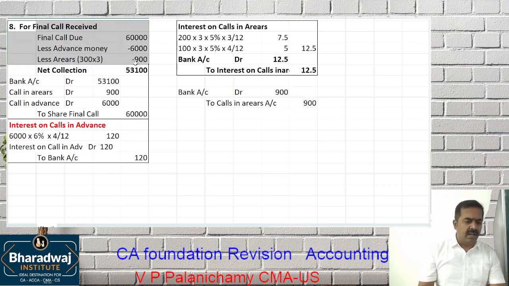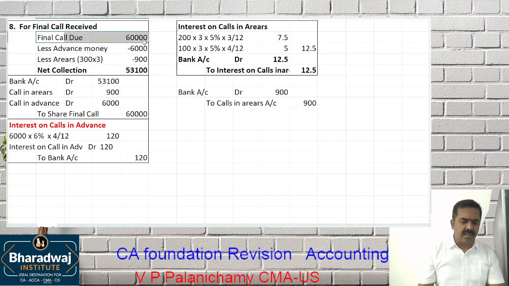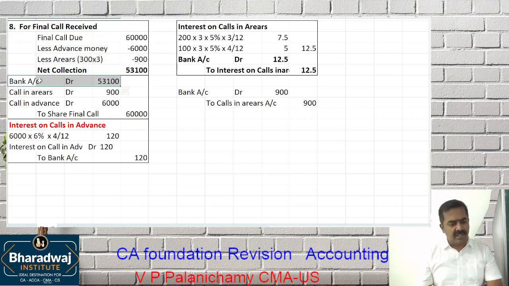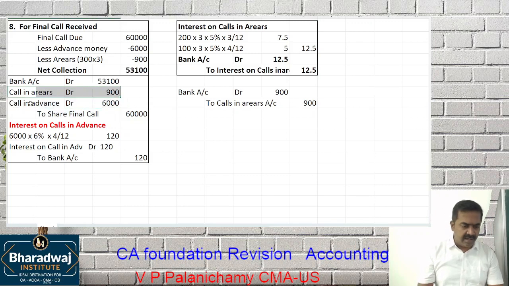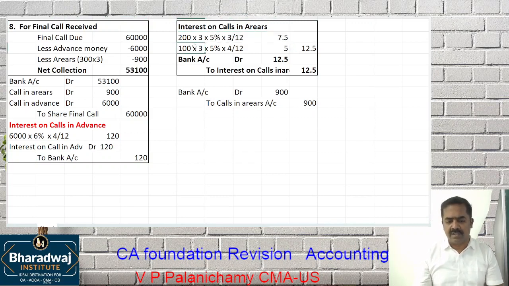I repeat, any doubt for the final call received? Out of 60,000, advance is 6,000, arrears is 900, balance 53,100 we collect. 53,100 we collect, arrears 900, advance 6,000 for the final call. We are paying interest on calls in advance for 4 months. Interest on calls in arrears from shareholder 1 for 3 months, and from shareholder 2 for 4 months.